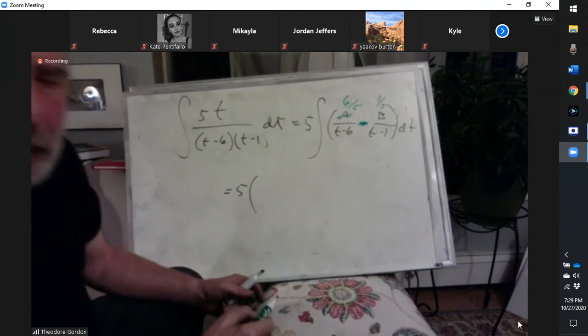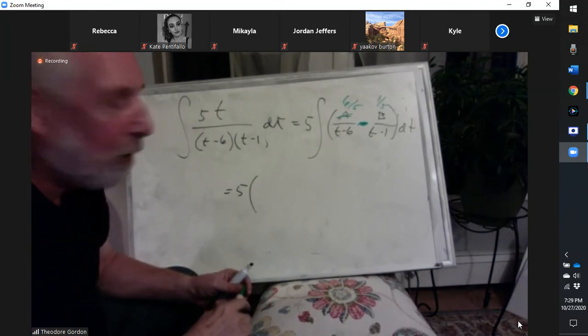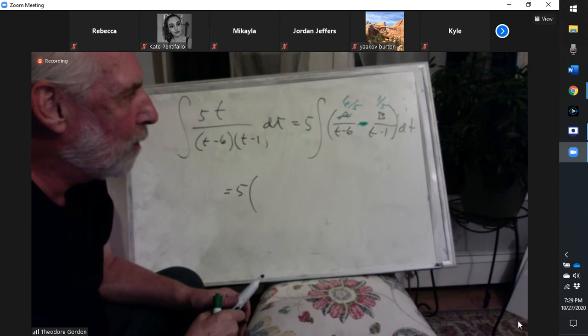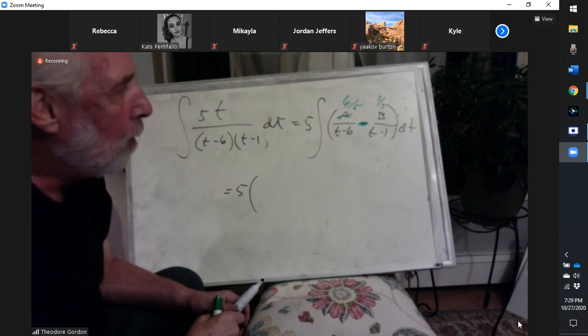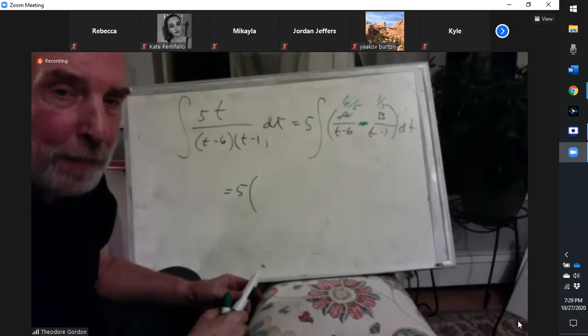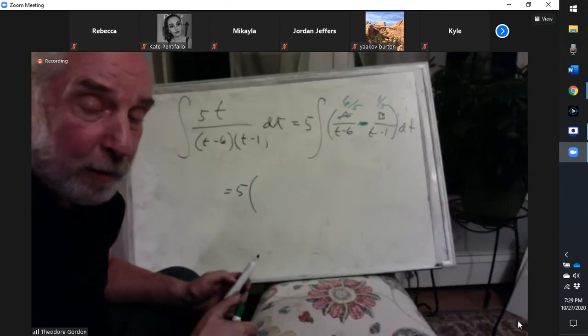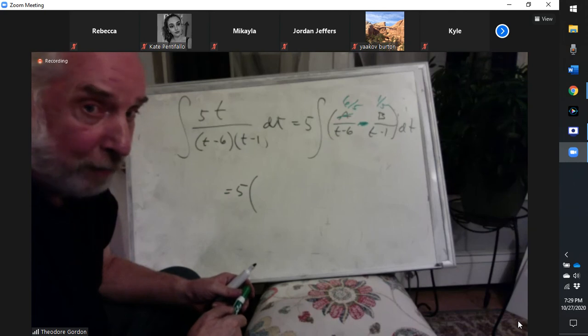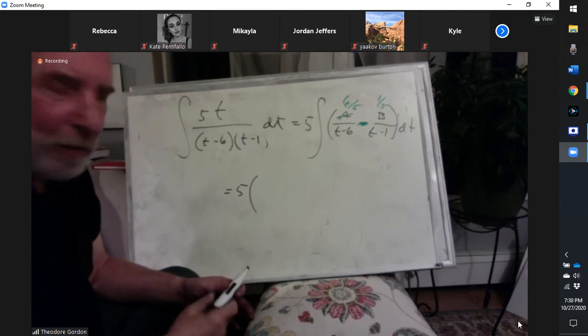Oh, anybody notice something about those two numbers? What do you notice about a and b? They equal 1. Yeah, if you put them together, they equal 1. I wonder if something's going on there. Yes, there is. Good observation.